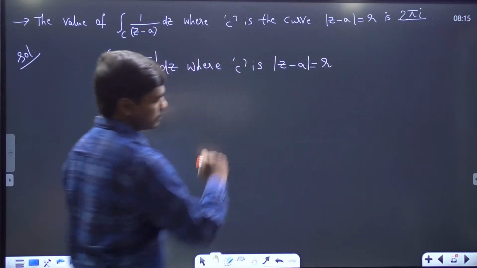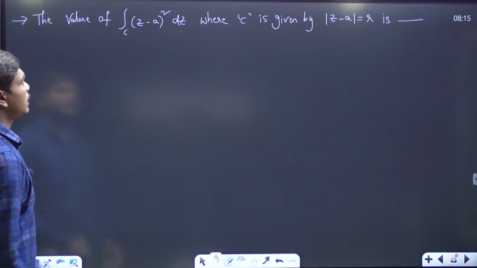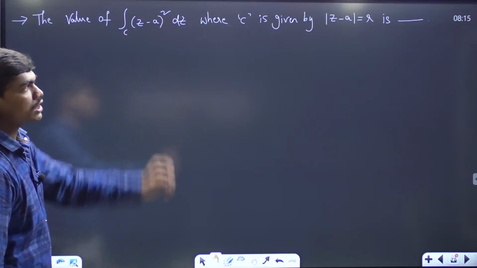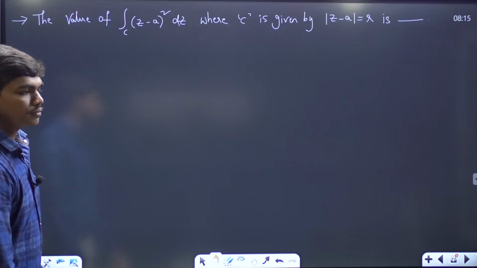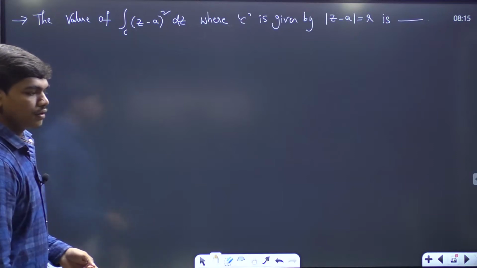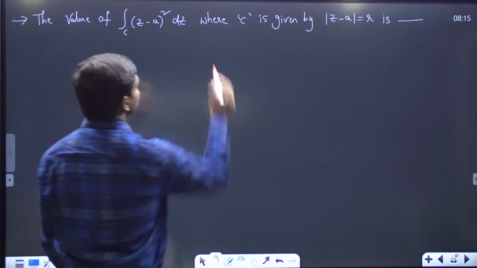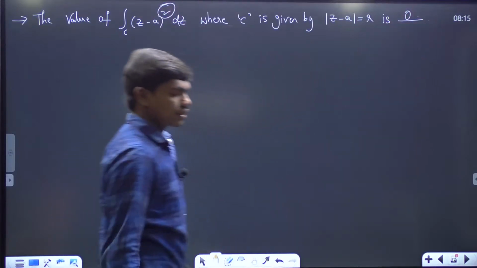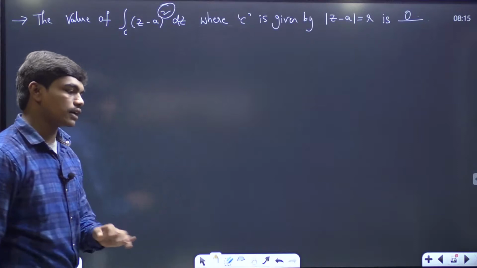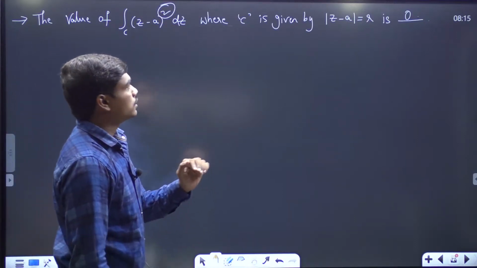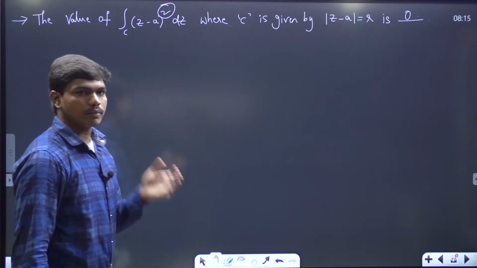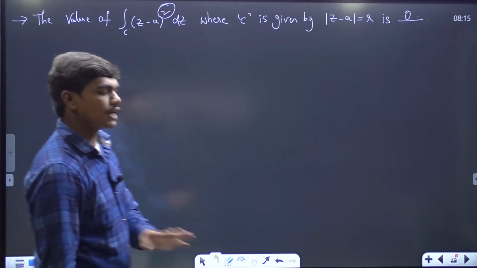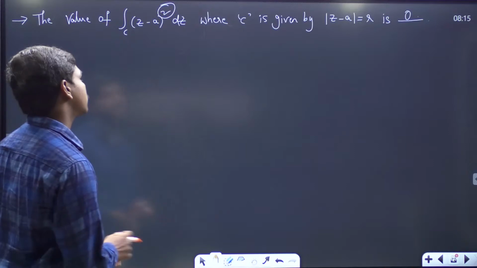What's the answer for this question? The value of the integral over C of (z minus a) whole square dz, where C is given by modulus of z minus a is equal to r. 0 straight away, because you know this n is not equal to -1, so definitely the answer is 0. Yes, all of you are correct. Shravya, Nagasat, Jyothna and all. So did you all understand? When n is equal to -1, the answer could be something like 2 pi i, but when n is not equal to -1, the answer is straight away 0. You can go for things like this.